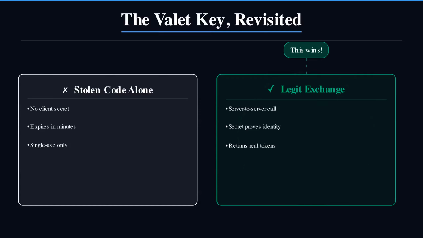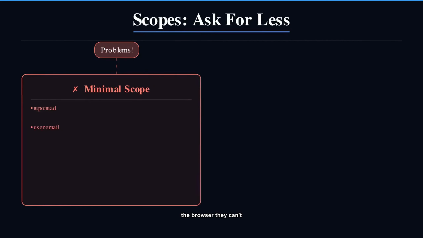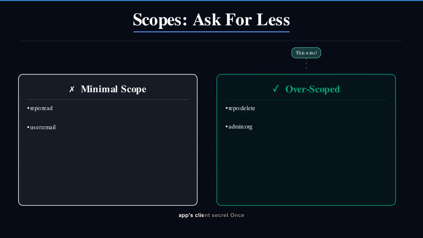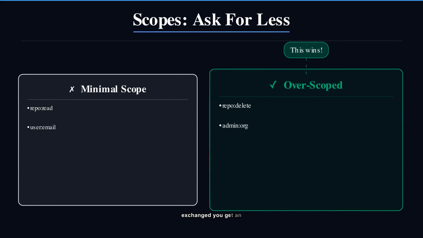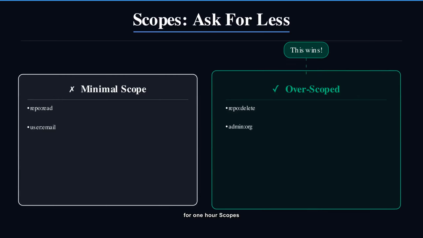Remember the valet key? The authorization code is the claim ticket the kiosk hands you. Useless without the secret PIN only your app knows. Even if a hacker intercepts that code in the browser, they can't exchange it for a real key without your app's client secret. Once exchanged, you get an access token, a short-lived credential, usually good for 1 hour.